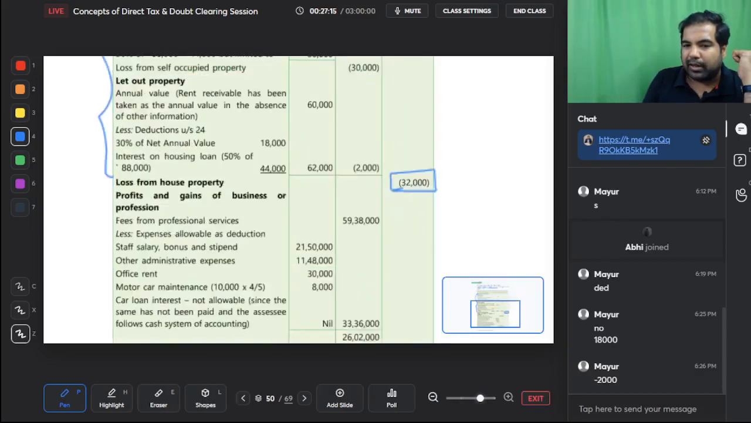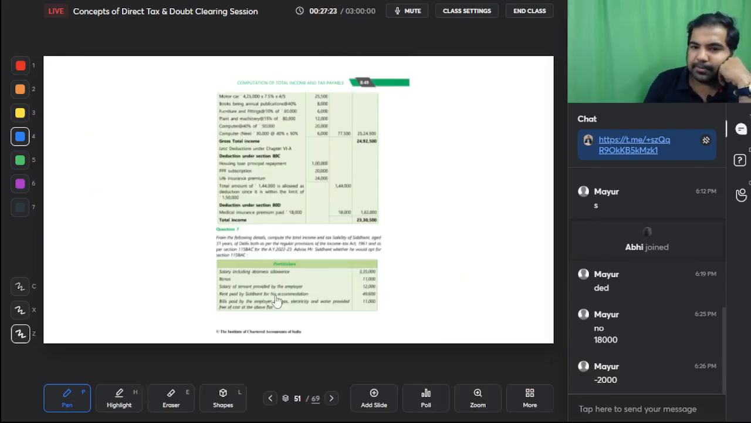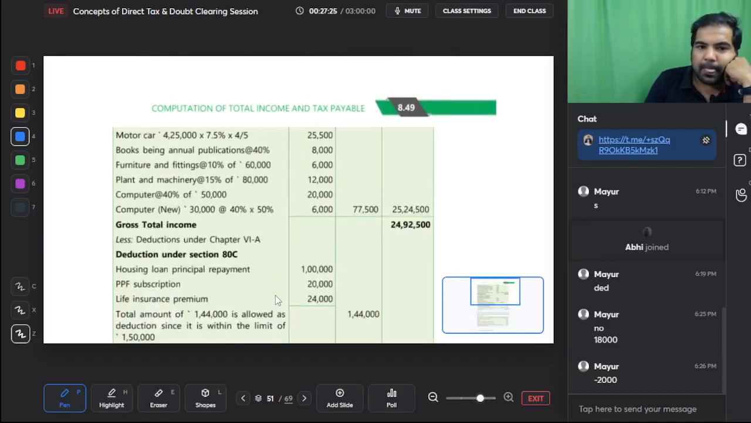Just showing you all the calculations, guys. This is the income. Salary, admin expense, office rent 8,000, motor car maintenance. Next, motor car, see, this is exactly the calculation we've done. Books 40%, furniture 10%, plant and machinery, on some it's half and some is full. Computer new, it's half. This is how you get depreciation.